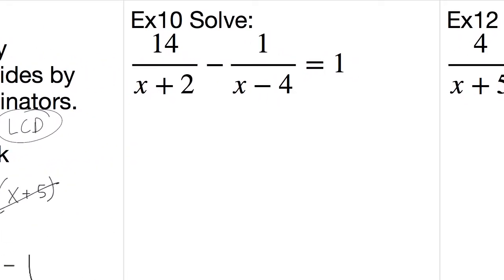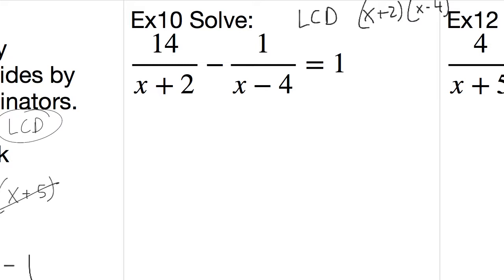14 over x plus 2 minus 1 over x minus 4. The strategy is going to be multiply all the terms on both sides by the least common denominator. In that case, the least common denominator is x plus 2 times x minus 4.